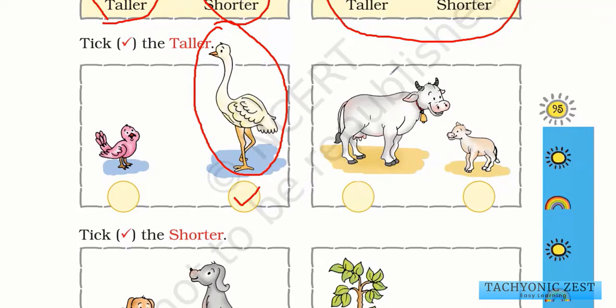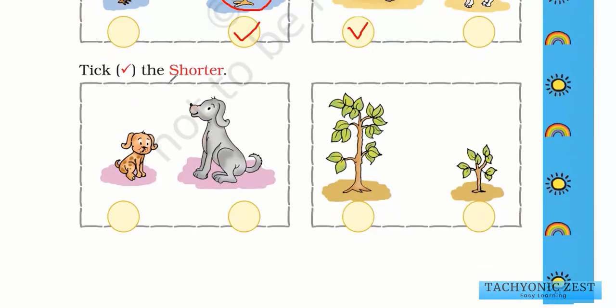Next is, again in this picture, these are two, this is a cow, okay, and this is the child of a cow. So we have been told to take the taller object. So we can see that if we see height, this is taller as compared to this object, so we will take this one. Next is tick the shorter object. Okay, so out of these two objects, we have to tick the shorter object. So this is a dog, okay, and this is her son.